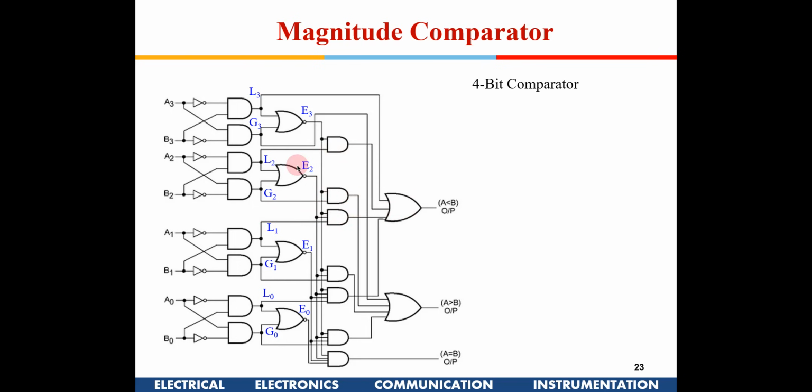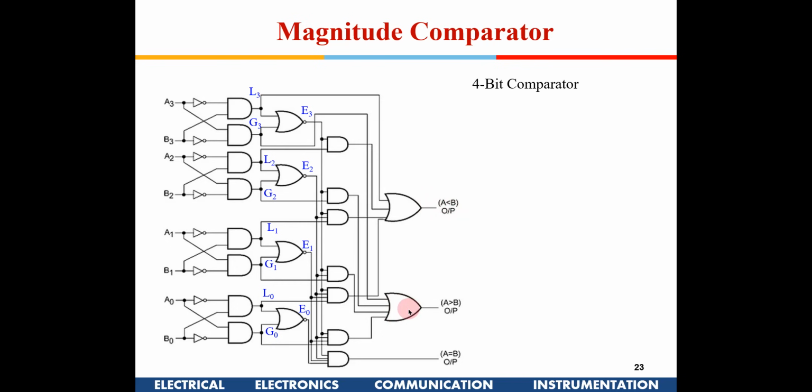So you see here, if this is equal, and if this is less, then this becomes true. Again, you are taking E3 equal, E2 equal, E1 equal. All three you are going to put into one AND, and then you are taking L0 out here. So this L0 is also brought out here. This gives the overall A less than B signal, right?